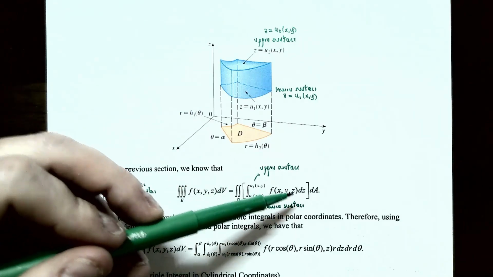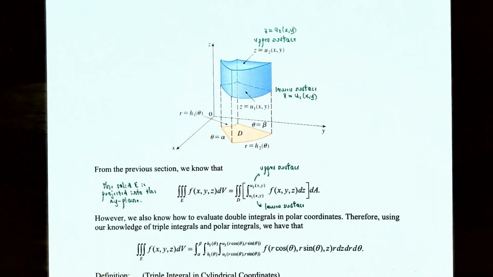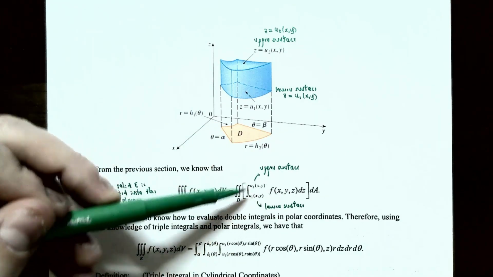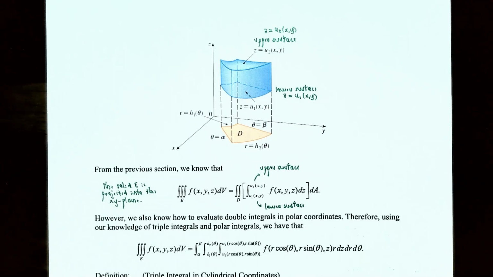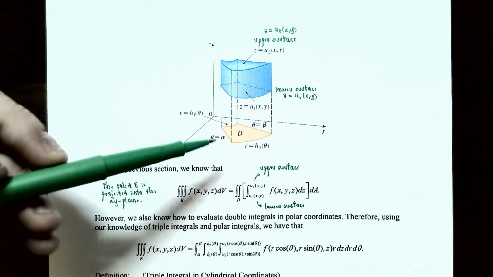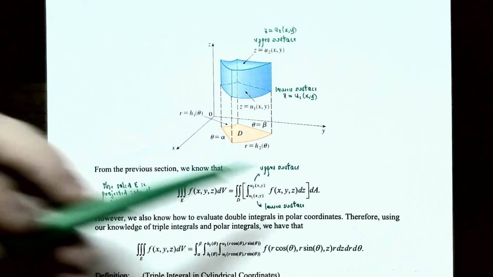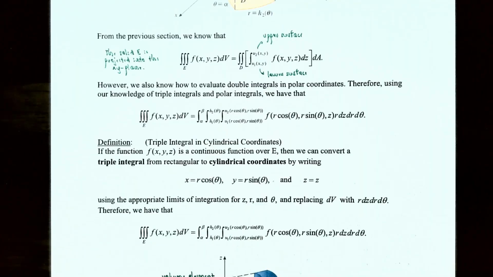We're integrating with respect to z first because we're projecting the solid into the xy plane, and so the limits of integration for the z values will be functions of x and y. And then you have the double integral over the region D, and that's with respect to A, or area. However, if you recognize that the region D is more conveniently integrated using polar coordinates, then you can convert the double integral on the outside using polar coordinate conversion.